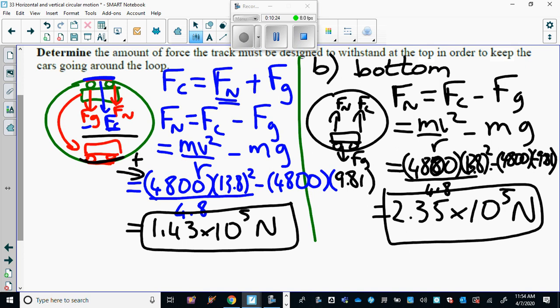And that's what you get for your answer. So as you can see, there's almost twice as much force at the bottom than there is at the top, which intuitively should make sense to you. Okay, we've got two more problems. Let's just barrel through these other two problems.